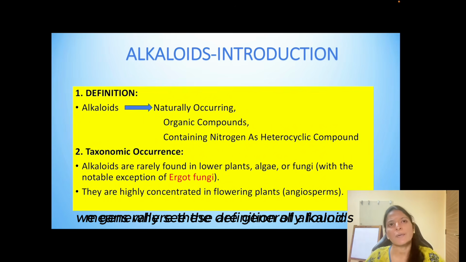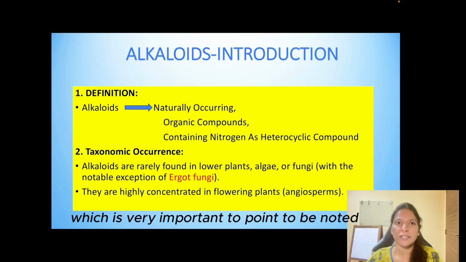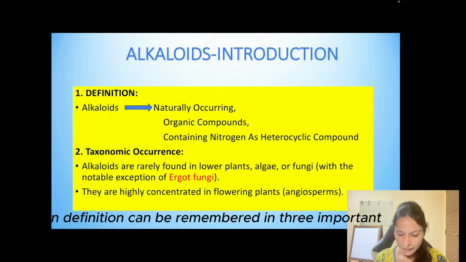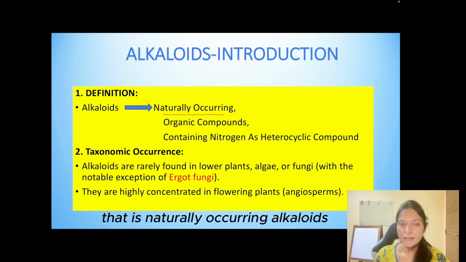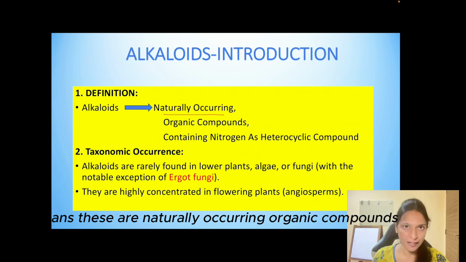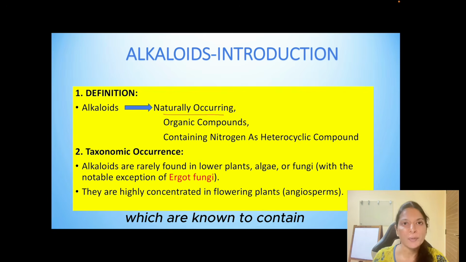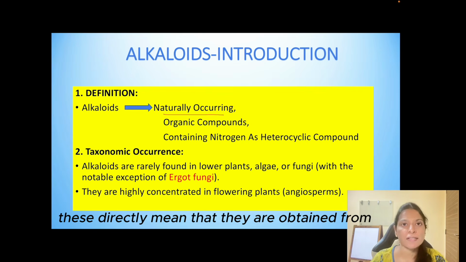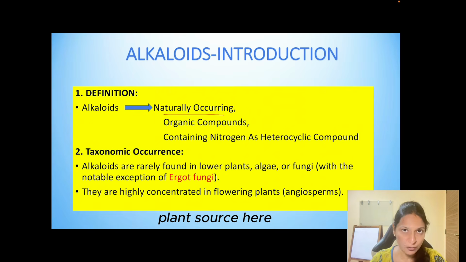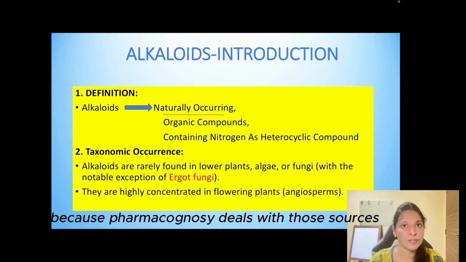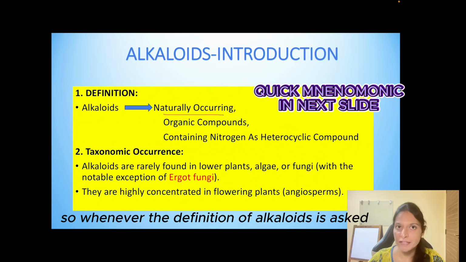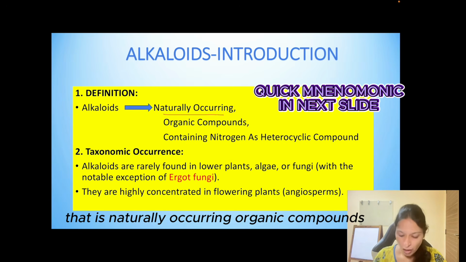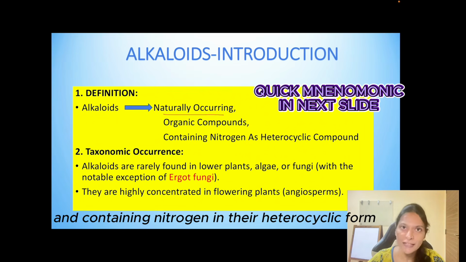In the alkaloids introduction, we generally see the definition of alkaloids, which is a very important point to be noted. The definition can be remembered in three important points: naturally occurring organic compounds which are known to contain nitrogen in their heterocyclic ring form. Naturally occurring directly means they are obtained from plant sources, because pharmacognosy deals with sources found in plants. So whenever the definition of alkaloids is asked, we can just say in 3 points: naturally occurring organic compounds containing nitrogen in their heterocyclic form.